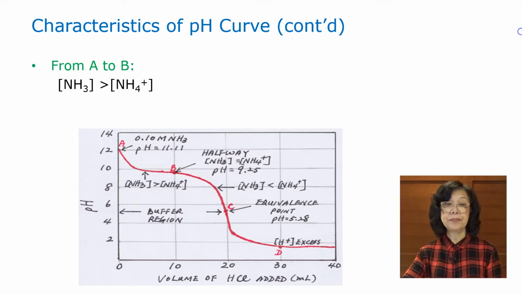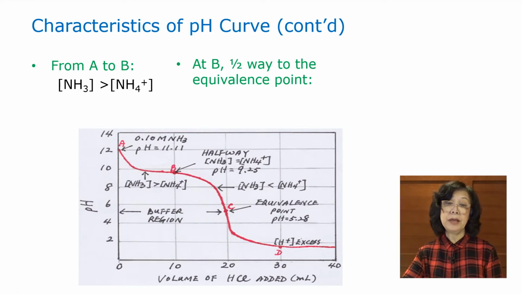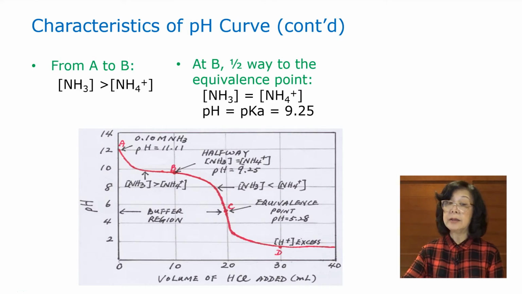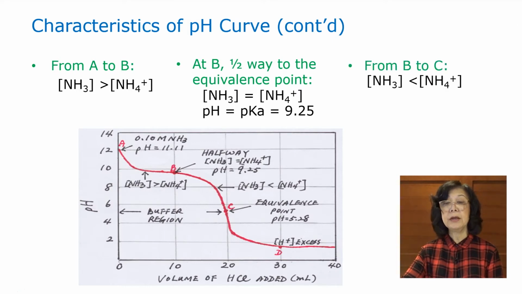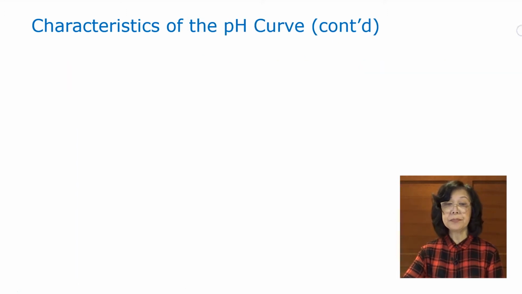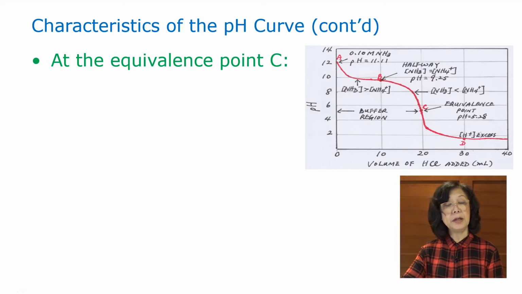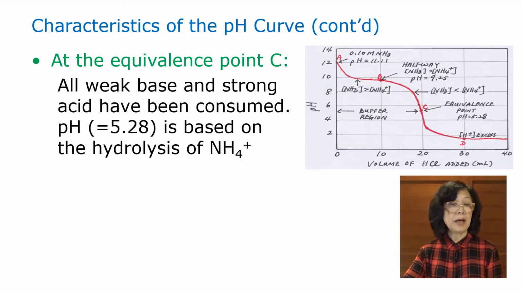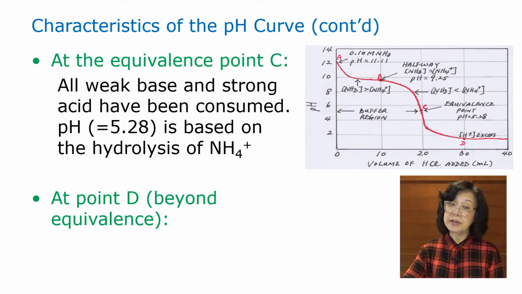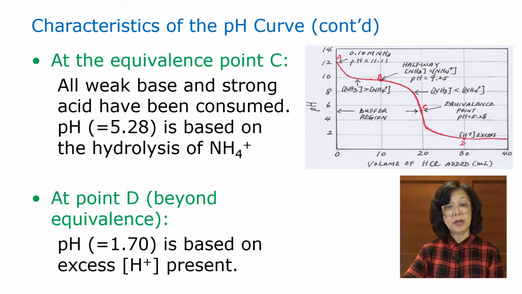From A to B, ammonia is in greater amount than ammonium. At B, halfway to the equivalence point, ammonia and ammonium are equal. The pH is pKa, 9.25. From point B to point C, ammonia is in lesser amount than ammonium. Now at the equivalence point, the weak base and strong acid have been consumed, and the hydrolysis of ammonium produces a pH of 5.28. And at point D, beyond the equivalence point, the pH is 1.7 based on the excess hydrogen ion present.